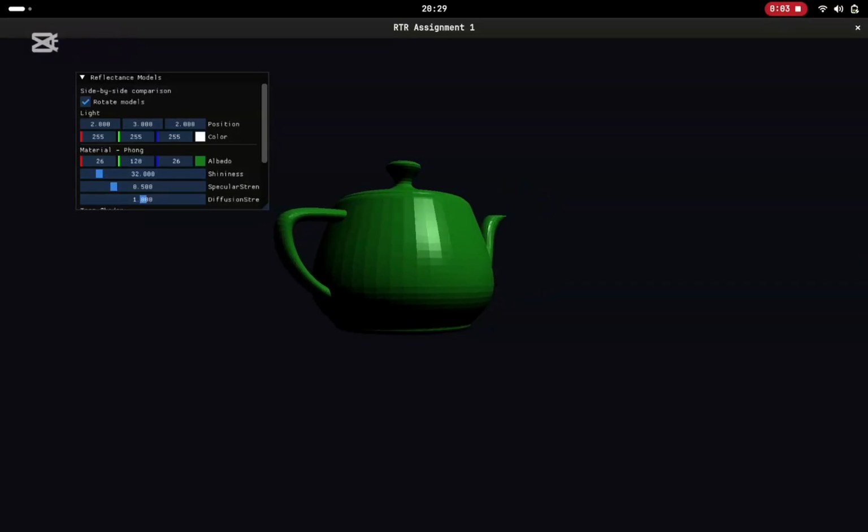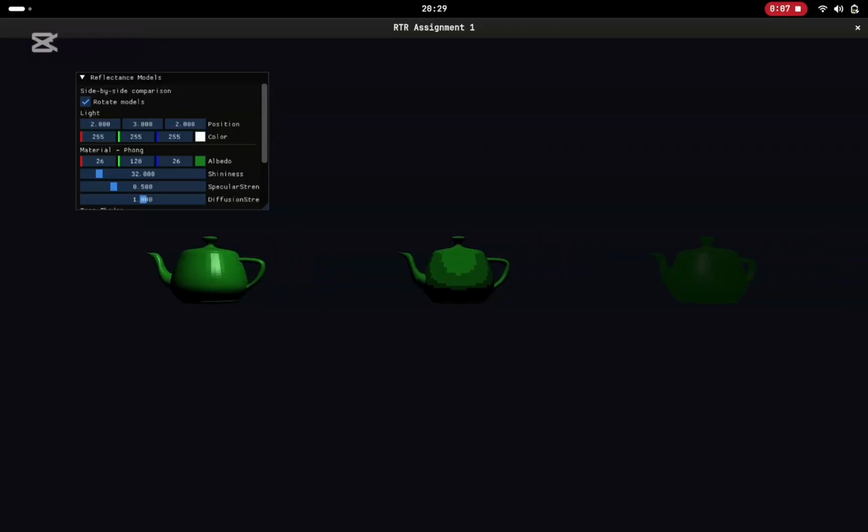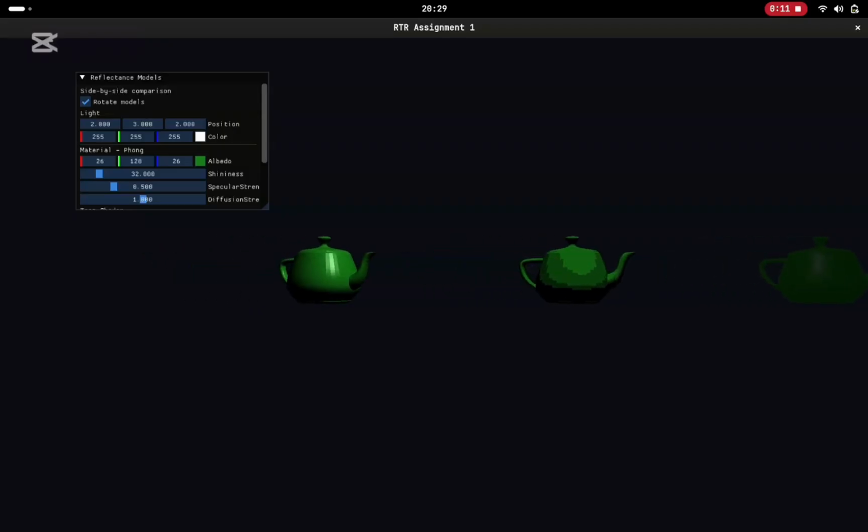Hello everyone, this is Diksha Chatani and this is my first RTR assignment for Reflectance model. In the first one, I'm using Phong illumination.